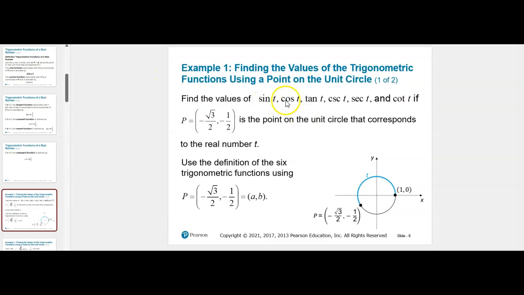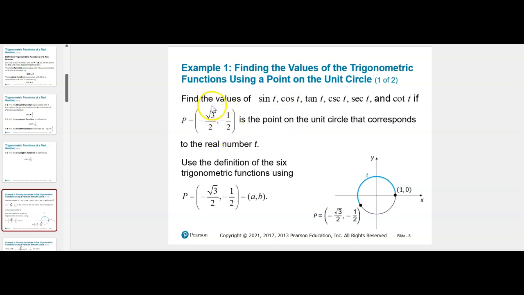All right, so find the values of sine, cosine, tangent, all these different things if p is negative square root of 3 over 2 and negative a half. So that's our point. The x coordinate on the unit circle is cosine, so cosine is equal to this negative square root of 3 over 2. Sine is the y coordinate. Right? Tangent is the ratio that we get if we divide the y coordinate by the x coordinate.